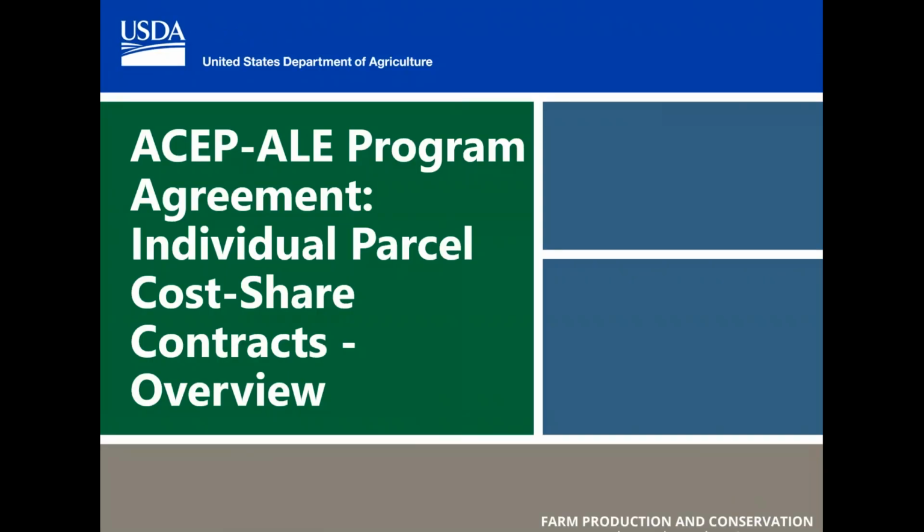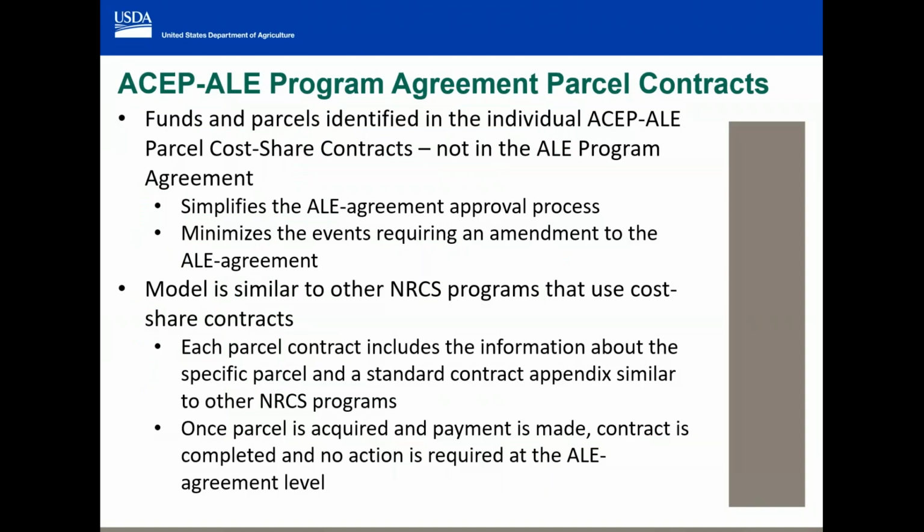So some quick additional information about these individual parcel cost share contracts. The funds and the parcels themselves are identified on these contracts, not on the program agreement. Again, this will simplify the agreement process and minimize the events that would require an amendment to the agreement itself.